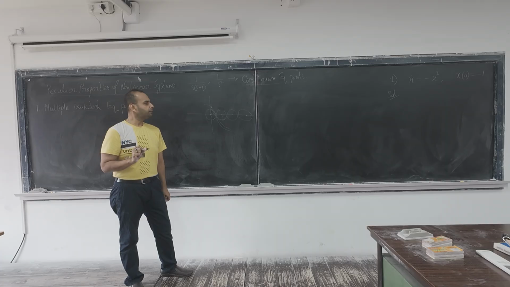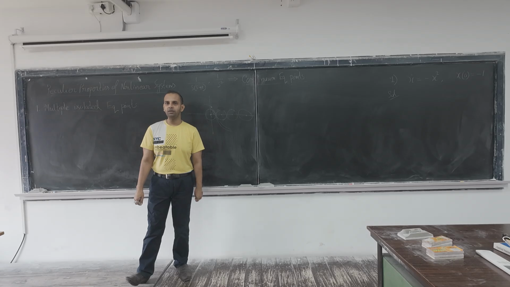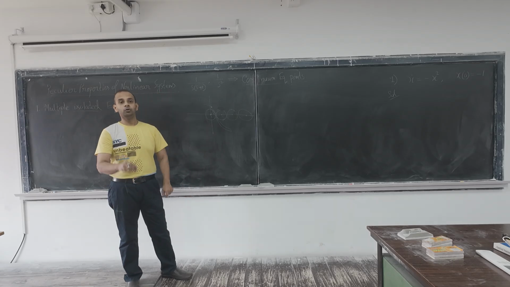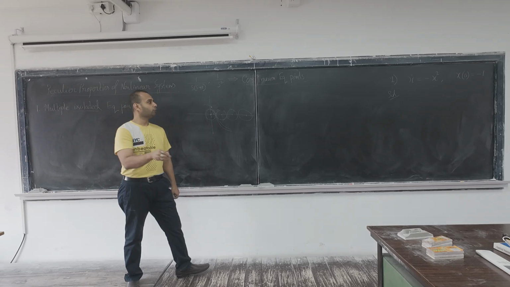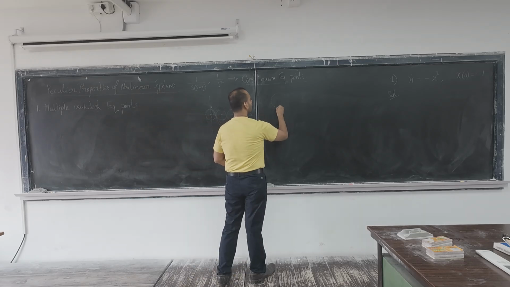But at the same time, just a takeaway message is that isolated equilibrium points means that for each of those equilibrium points we can draw an epsilon neighborhood ball.